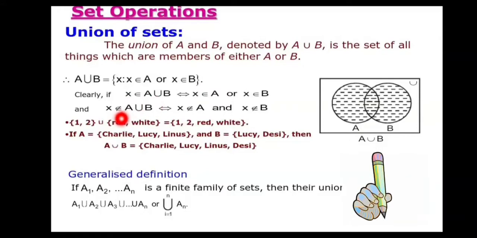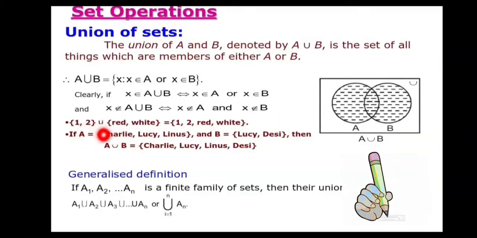So clearly we can say that X belongs to A union B, which means the element X belongs to A or X belongs to B. And if the X does not belong to A union B, then the element X does not belong to A as well as the X does not belong to B. Here a few examples are given.